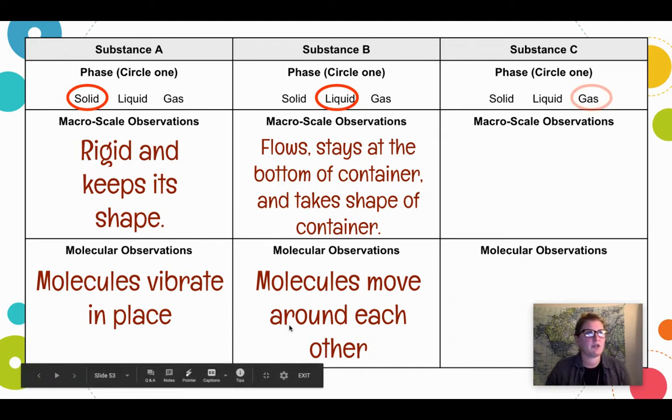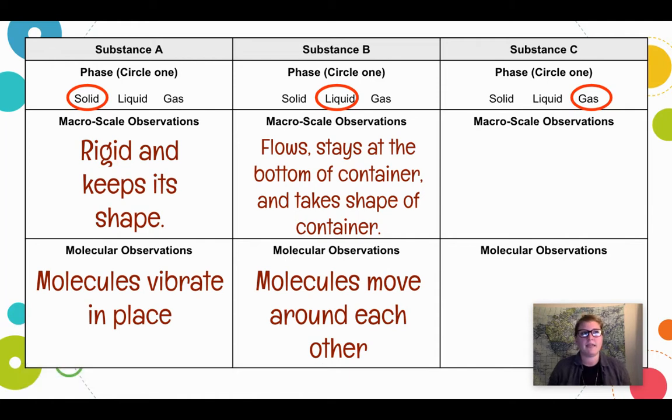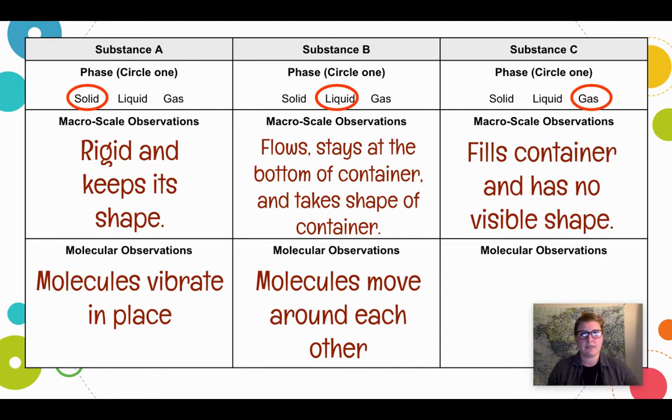The next thing that you should have seen was substance C. That was representing a gas. That's the phase. And then the second question you had about substance C was asking you to make a macro scale observation and a molecular scale observation. The macro scale observation is that with a gas, you can't see it. It fills a container and it has no visible shape. For example, like I said yesterday, there are gases moving all around me, but I know they're there because I can breathe the air, but I can't see them.